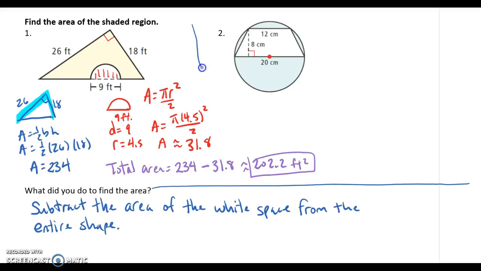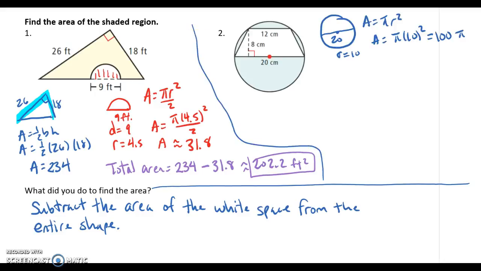So I'm going to block this off so you can see my work. All right, so did you see how that whole shape was a circle? And the diameter is 20, which makes the radius 10. Well, then I just plug it into my circle formula, A equals pi r squared, and I get 100 pi.